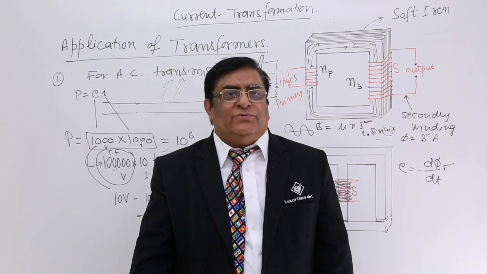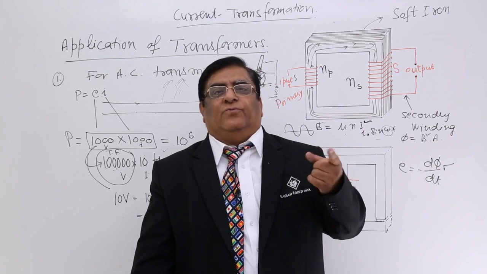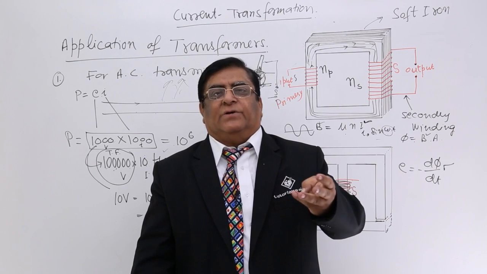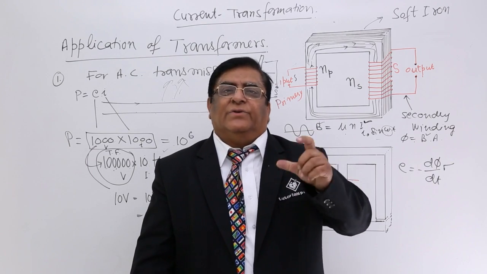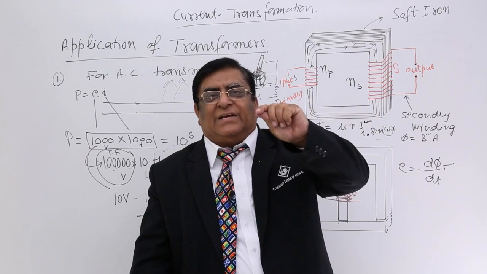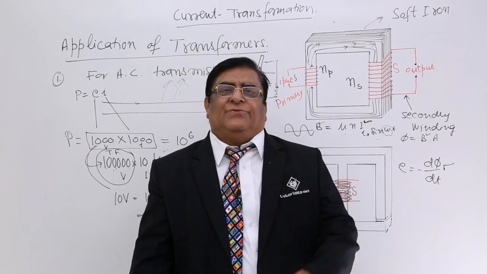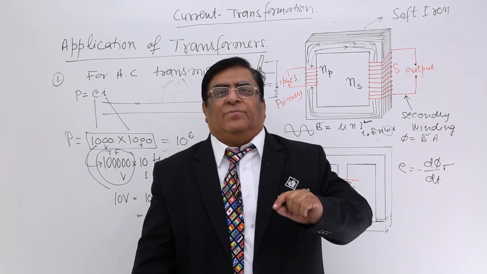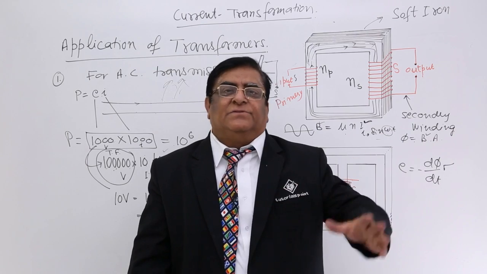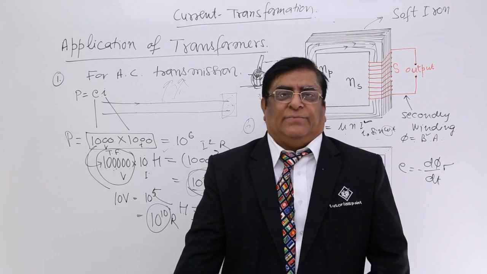Another step down use, we are all using, stepping down 220 volt to 5 volt and using it through USB. In our computer, mobile, everything, we are using a step down. Whatever charger you have seen, if you look inside the charger, there is a transformer. Every charger has a transformer, and after that transformer, there are semiconductors to convert it to DC. That we will study in the semiconductor chapter. So these are the uses of transformers.